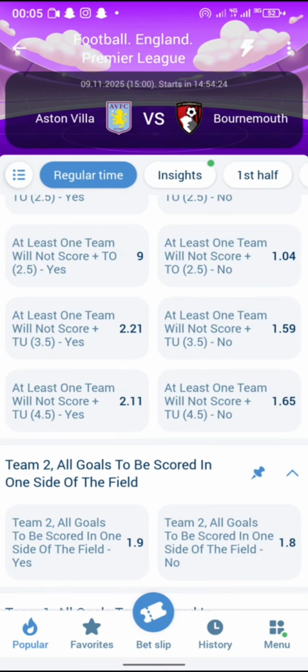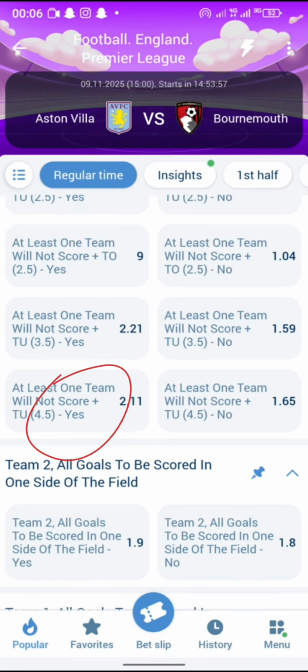So guys, for the yes option, at least one team will not score plus total under 4.5, the yes option works like this. At the end of the game, we don't need both teams to score for you to win this bet. We only need just one team to score. If at the beginning of the game or any time of the game, both teams score a goal, you will lose the bet under the yes option.